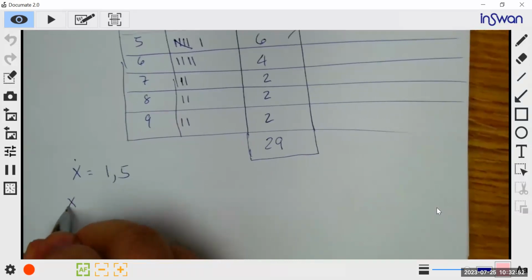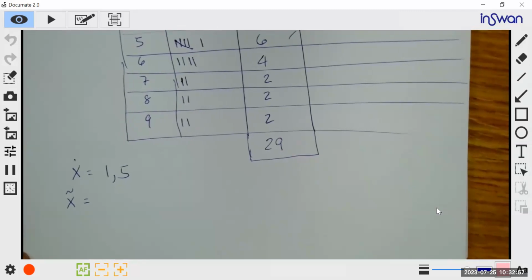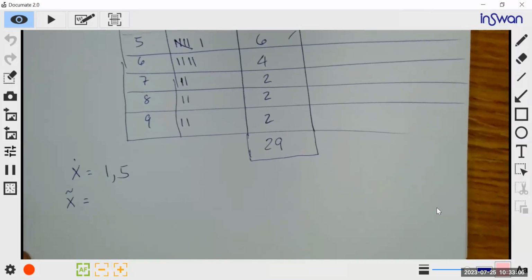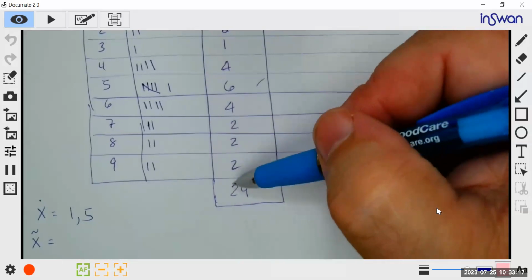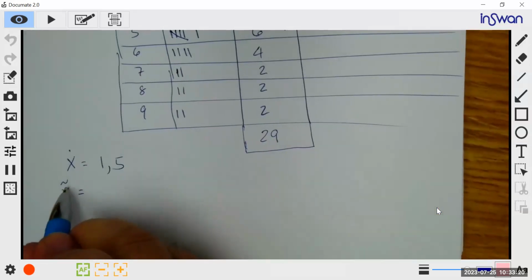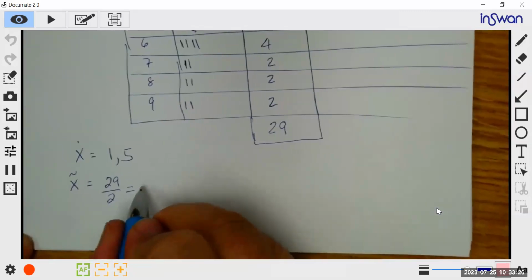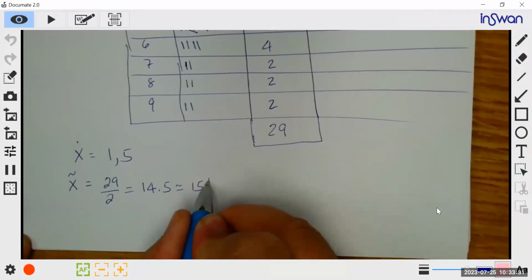What's our median? How do you find your median? Well, we did that already. When we do this, we've already arranged them in increasing order. So we have 29 divided by 2 makes it 14.5, which rounds up to the 15th number.